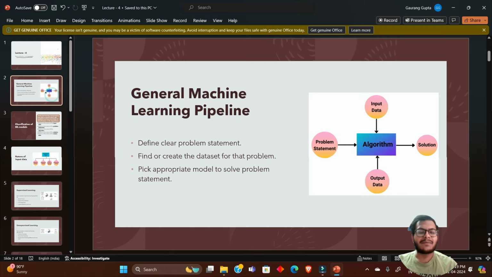Today we are going to start the fourth lecture of our machine learning series, which is types of machine learning models. Why are we studying the types of machine learning models? Because different problem statements require different types of machine learning models. There are many types, and we will discuss them in this video.